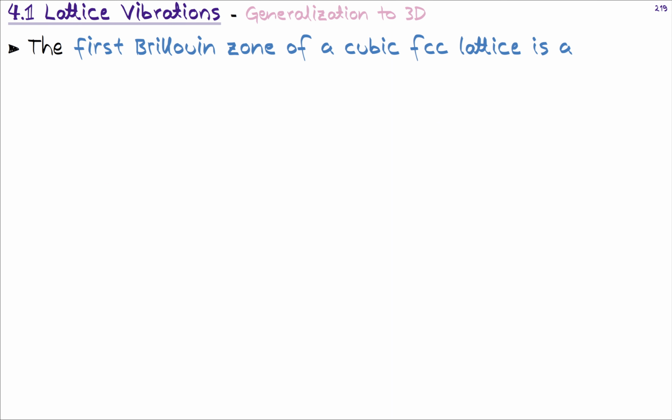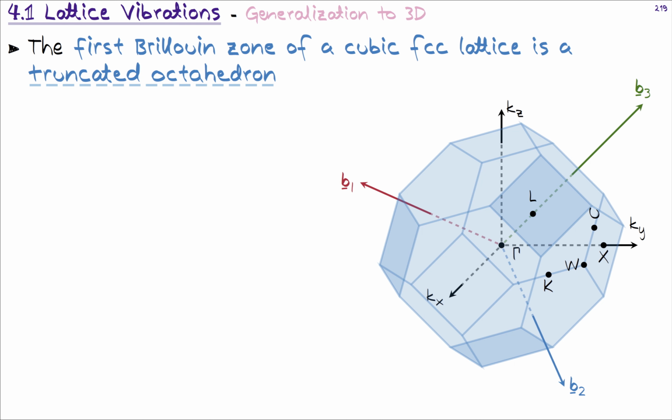So the FCC lattice and the first Brillouin zone of it is a truncated octahedron, and that sounds awful. And I guess when you look at it the first time, it really looks awful. So this is now the Wigner-Seitz cell that we have when we are drawing the Wigner-Seitz cell of a cubic FCC lattice. So we have the different reciprocal lattice vectors B1, B2, and B3.